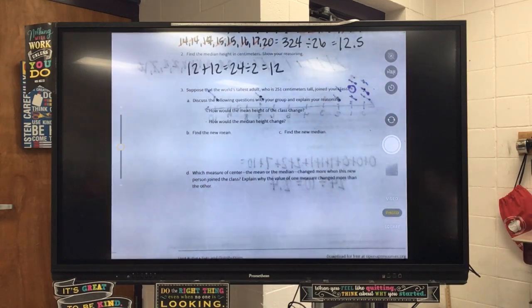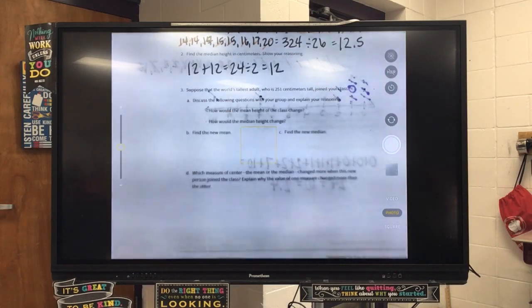What happens if we added a number that was smaller than 8? What would happen to our mean then? Instead of adding 26, what happened to our mean if I added, say, 5? What do you think? It would decrease. Good. So if we added a bigger number, it'd get bigger. Listen, this is a common sense kind of thing. If you're adding a larger number, your mean is going to get larger. If you're adding a smaller number, your mean is going to get smaller. Does that make sense?